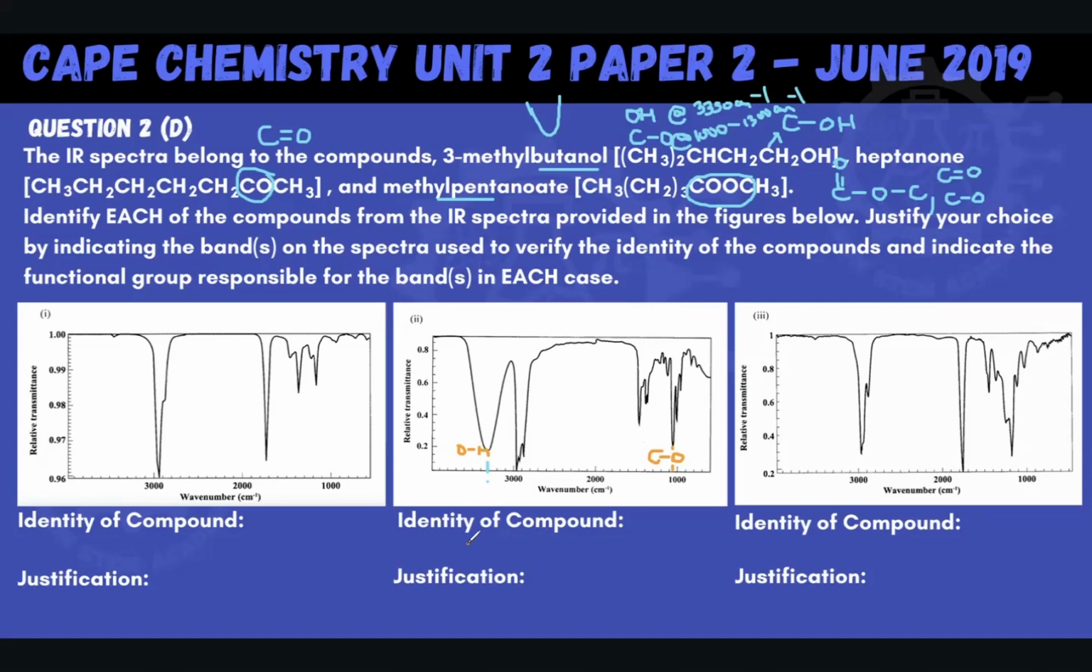Here, I'm just going to go ahead and write that this spectrum represents 3-methylbutanol. Okay, and it's for the reasons that we outlined up here: I needed to see my OH functionality at around 3,350 wave number, and then the C single bond O at 1,000 to 1,300 wave number, cm to the -1.